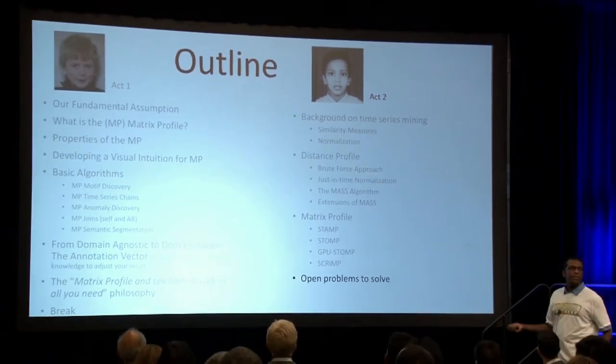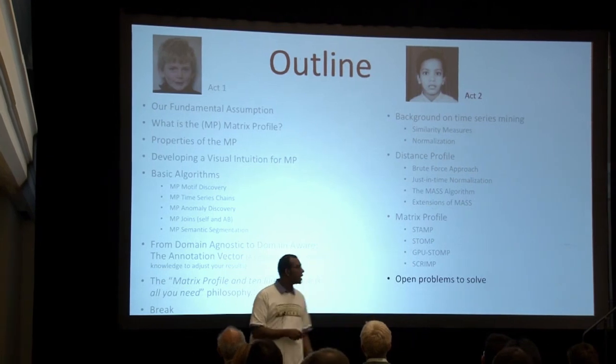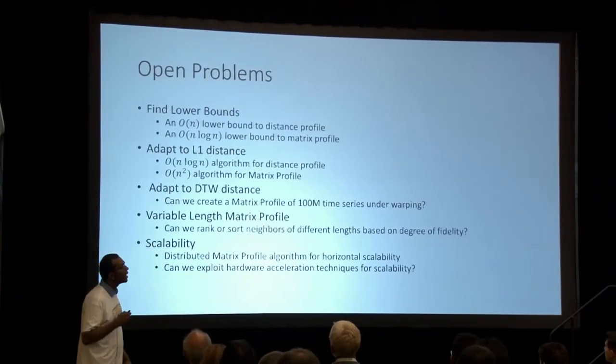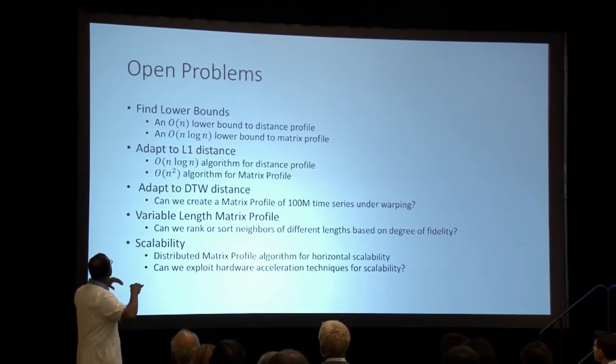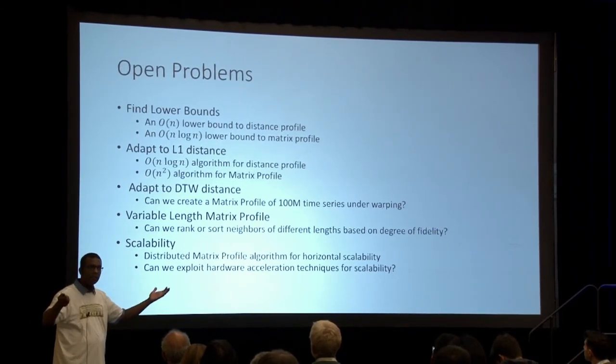And this brings me to the open problems. That's something I'd like to spend a little more time on, which is if you think about the lower bounds, the algorithms, MASS is n log n, and matrix profile is n squared.